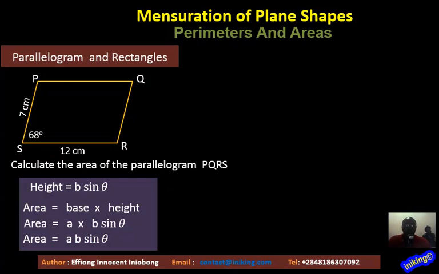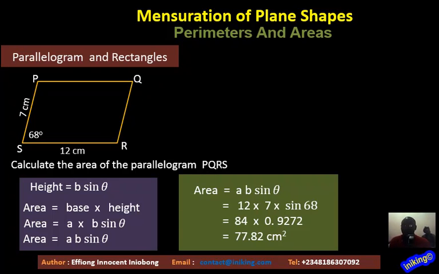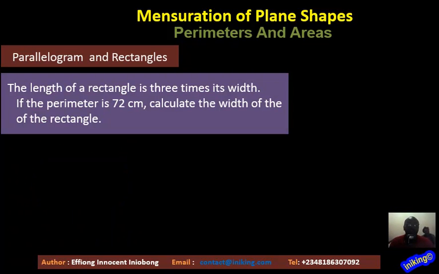So that's it there. Remember we said that area is AB sine theta, the product of the two sides, sine of the included angle. Applying that, we have 12 times 7 times sine of 68. And that takes us down to 77.82 centimeter square. I'm sure we are enjoying this. Continue, and you just keep learning more.